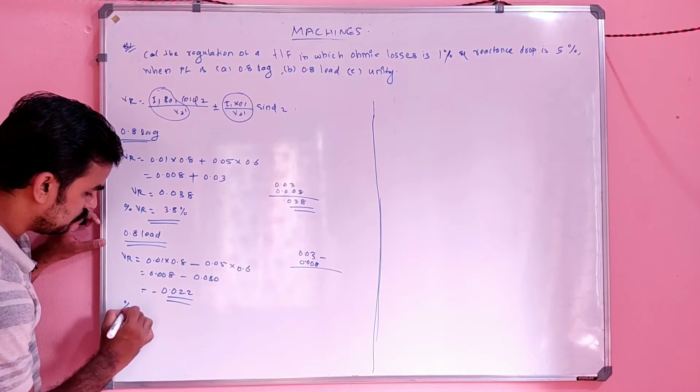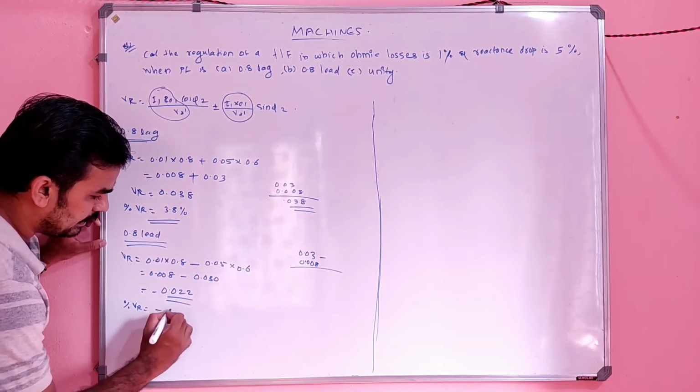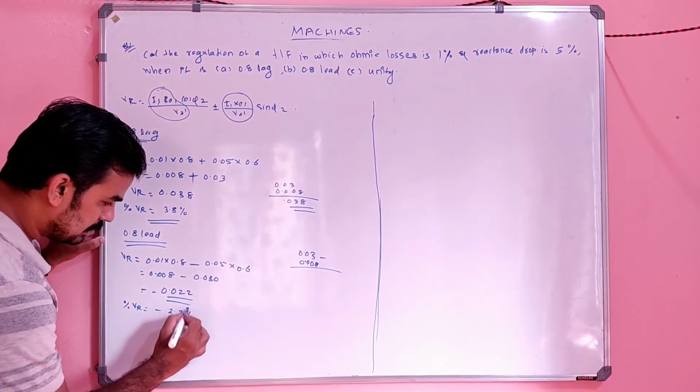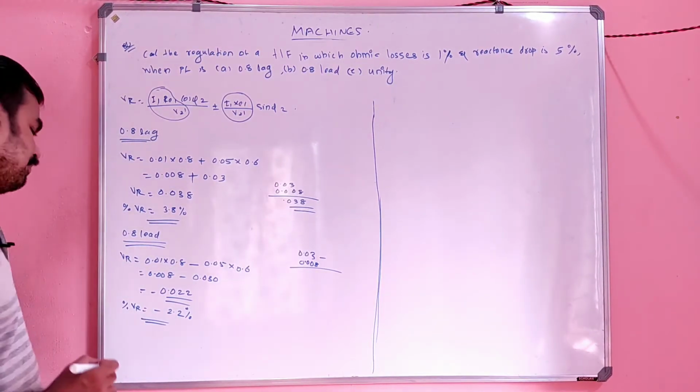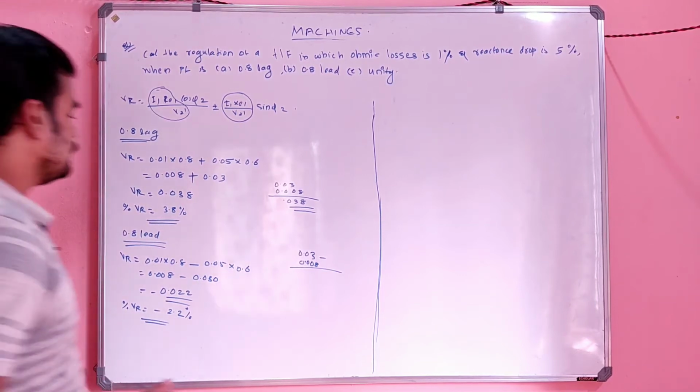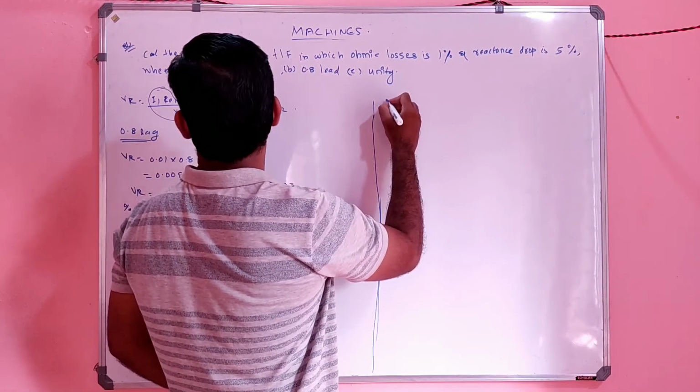So the percentage voltage regulation will be equal to minus 2.2, correct? Minus 2.2%. So this is the final answer, minus 2.2%. And what is the next case? Next is nothing but UPF.